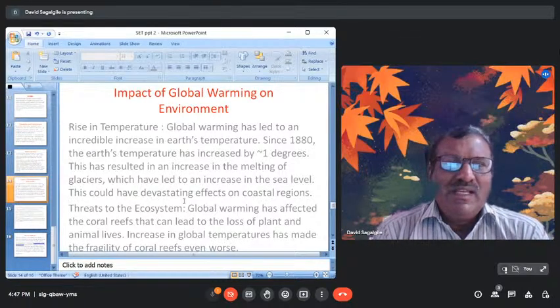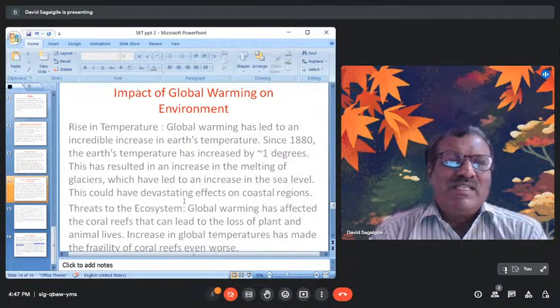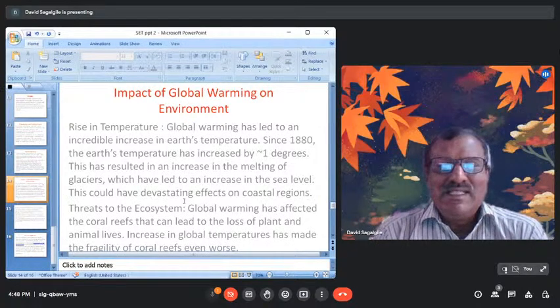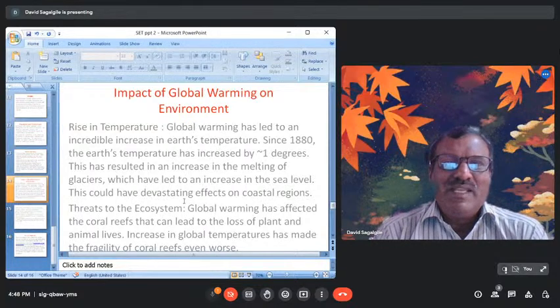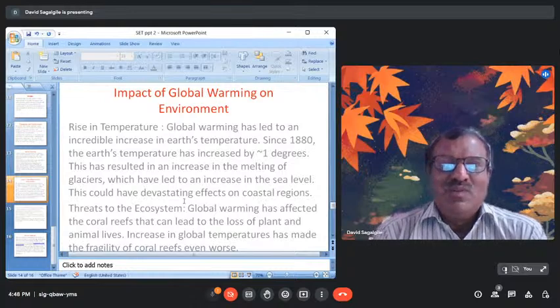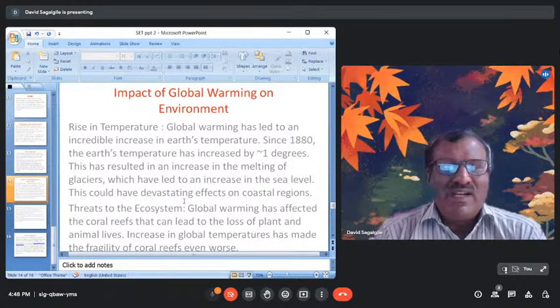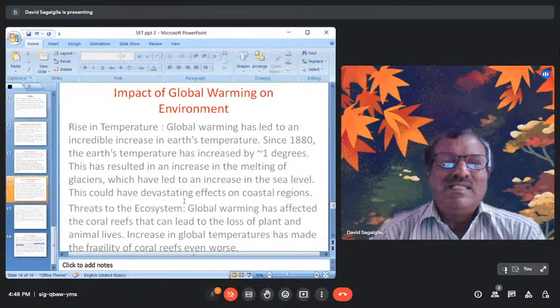Now, what is global warming? It is the rise in temperature of the Earth's surface. And we are seeing that gradually, slowly but surely, the Earth's temperature is increasing day by day. Because of this, the glaciers and the snow caps on the North Pole and the South Pole are melting steadily. Because they are melting, that water is flooding the rivers and getting added into the sea, and because of this the level of the sea is drastically increasing day by day.